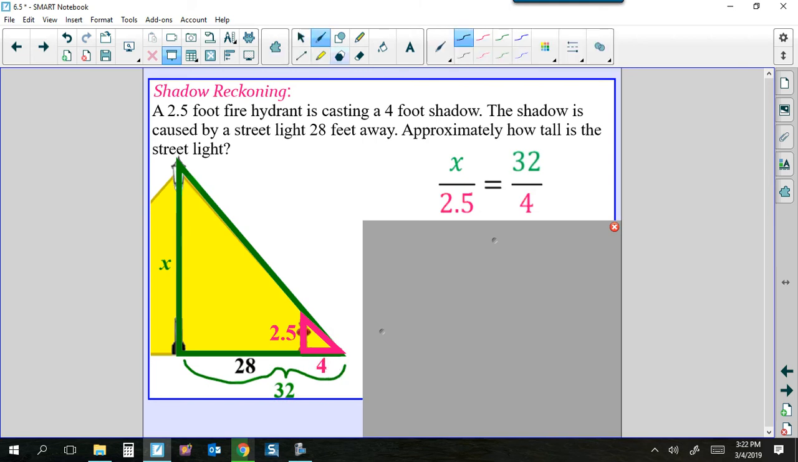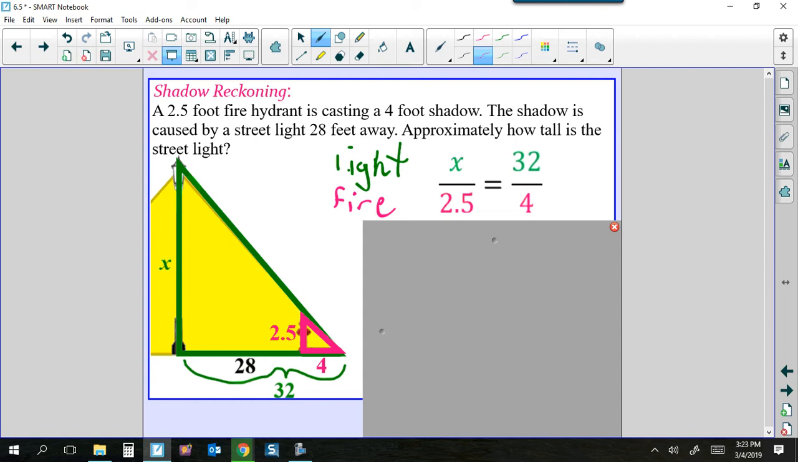So what I'd like you to notice is that both numerators we have are the light. It's coming from that light triangle. These are both from the big triangle. And then if you look on the bottom, the 2.5 and the 4 are both coming from the fire hydrant, or your small triangle. So I think students have an easy time with these. What I notice though is students think that they're having an easier time than they actually are.